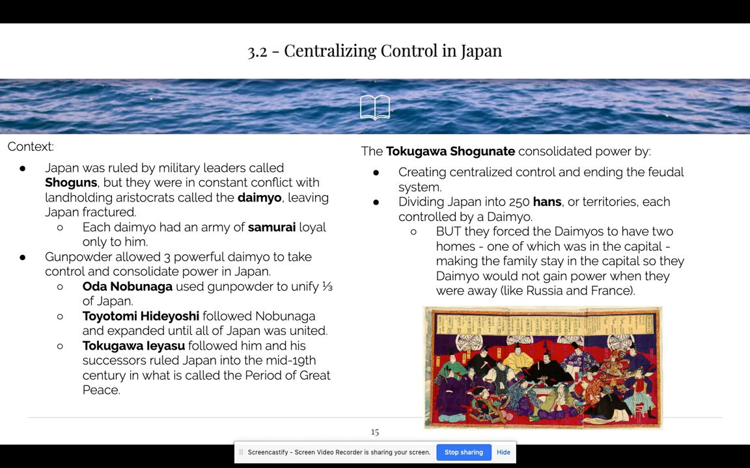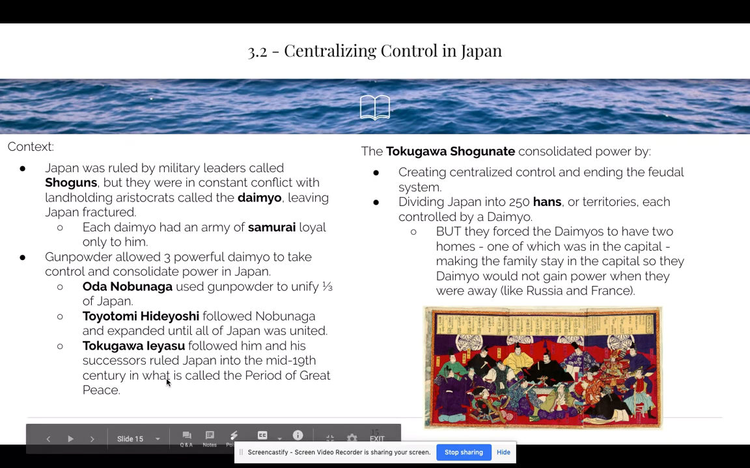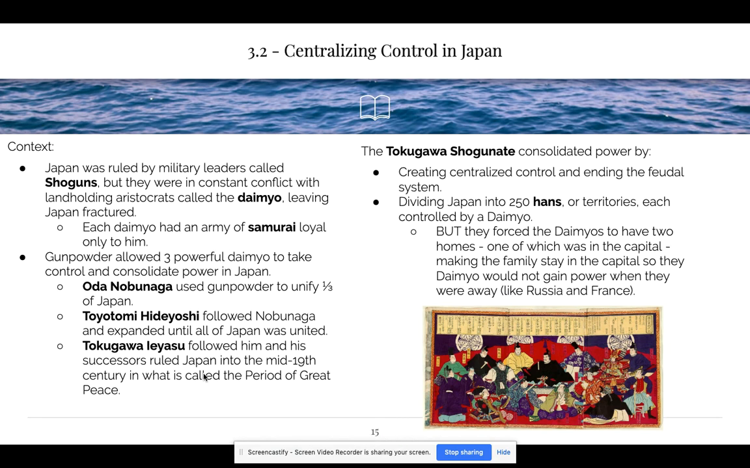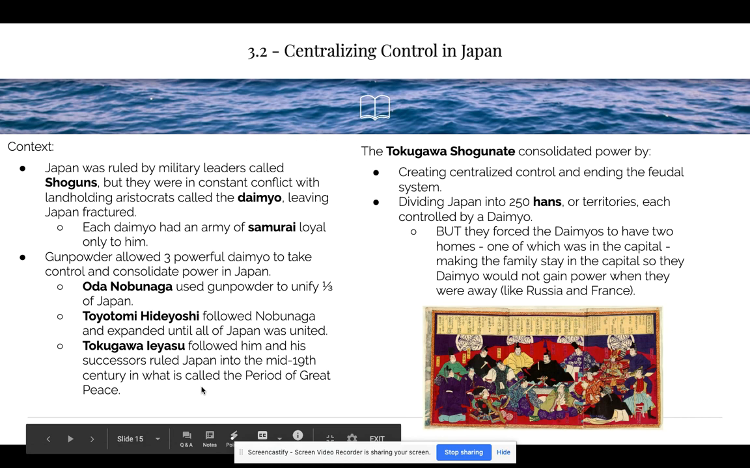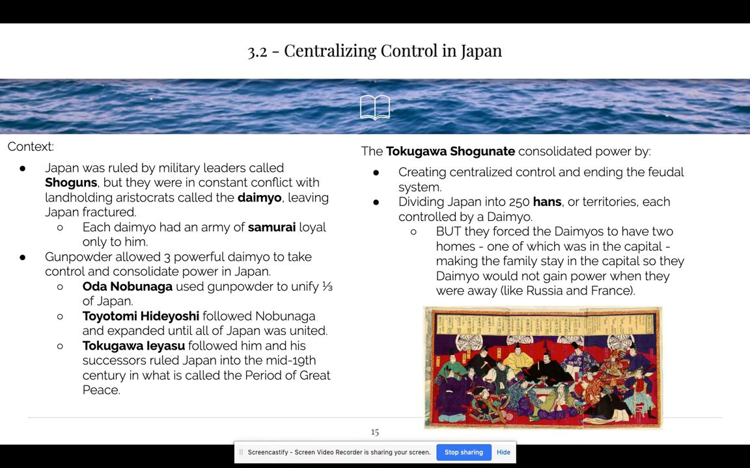So, gunpowder, the increase of gunpowder, allowed three daimyos to successively rule and come together to consolidate power in Japan. I'm not even going to try to say these names because I don't want to be offensive. The first one used gunpowder to unify a third of Japan. The next, Hideyoshi, followed the first and expanded until all of Japan is finally united. And then we start to see the Tokugawa shogunate. Ieyasu is the first one. He came after Hideyoshi, and his successors ruled Japan in the Tokugawa shogunate into the mid-19th century. It's called the period of great peace. So again, strong rulers, gunpowder, all come together to consolidate rule in Japan.